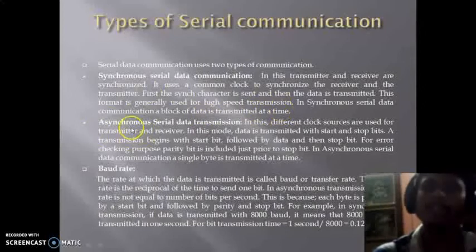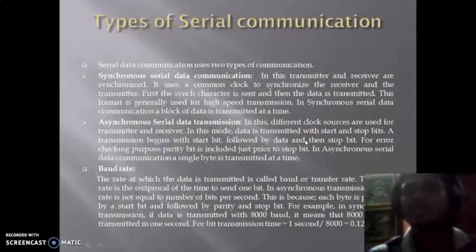In synchronous serial data communication, a block of data is transmitted at a time. But in asynchronous serial communication, different clock sources are used for the transmitter as well as the receiver. In this mode, the data is transmitted with start and stop bits: transmission begins with the start bit, followed by the data, and then the stop bit is sent. For error checking, a parity bit is included just prior to the stop bit, and in asynchronous serial data communication a single byte is transmitted at a time.